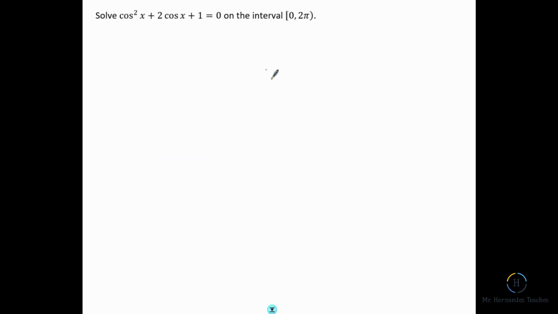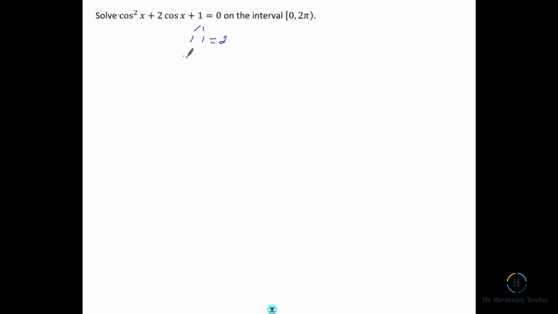Here I have another equation that I need to solve on the interval from 0 to 2 pi. What I notice here is this is in quadratic form. I have something squared, and then I still have the same trig function. Both of them are cosine. So let's see if this can be factored. There's no leading coefficient, just 1 right there. So 1 times 1 gives me 1, and I need to find a couple factors of 1 that combine to be 2. That's going to be 1 and 1. Positive 1 plus 1 is equal to 2.